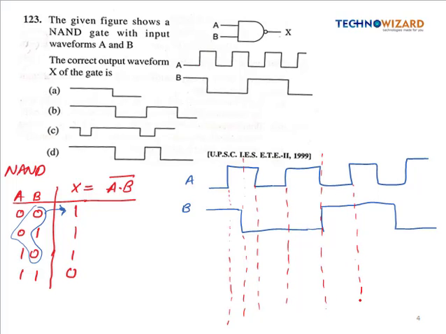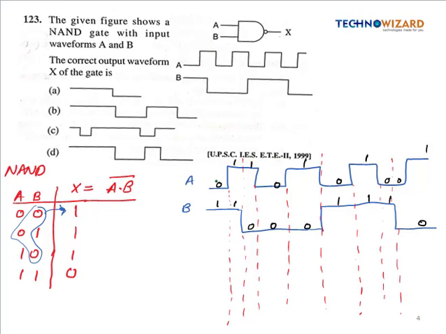Now I'm going to write the zeros and ones. So this is 0, this is high, so this will be 1, this is 0, this is 1, this is 0, this is 1, 0 0 1. Similarly I'm going to write for B. This is high, so this will be 1, and this is 0, this is 1 1 1, and this is 0. So now we have to draw the output waveform X.